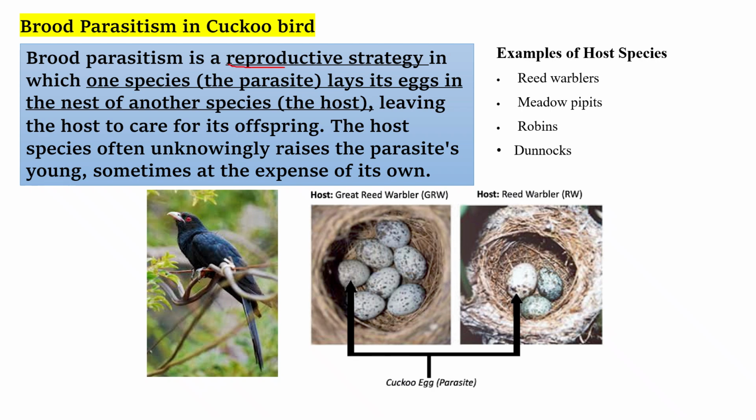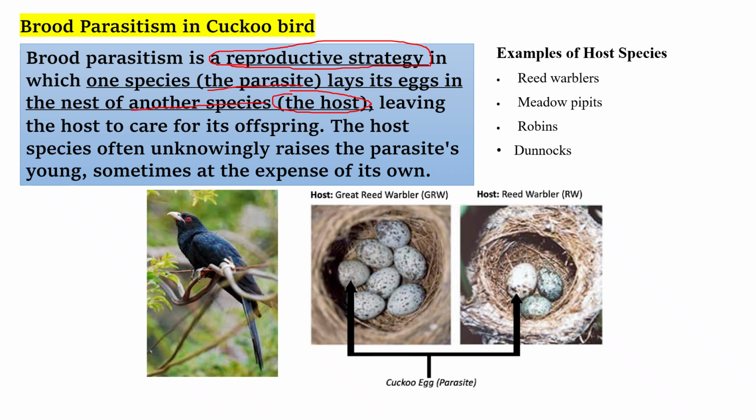Brood parasitism is a reproductive strategy in which one species, which is a parasite, lays its egg in the nest of another species, which is a host. So the one laying the egg in another's nest is called the parasite, whereas the one into whose nest the eggs are being laid is called the host. The one in whose nest she is laying eggs is the host, and the one who lays them is the parasite.